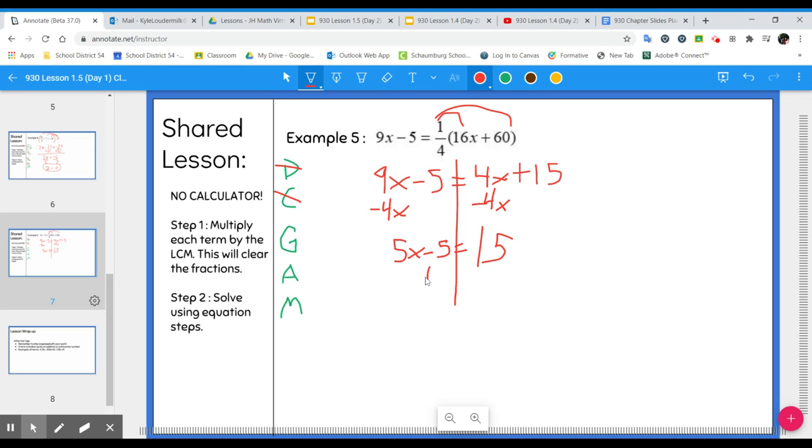Then I'm going to add 5 to both sides. Oh, let me cross off that step. Add 5 to both sides. I get 5x equals 20. Divide by 5 on both sides. And I get x equals 4. Boom. Okay, plug it back in to confirm that it works. I'm going to tell you right now that it does. So that would be my final answer for that.